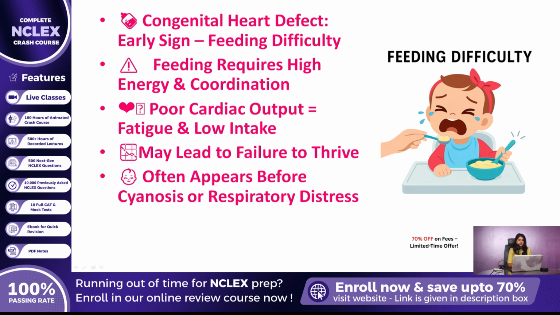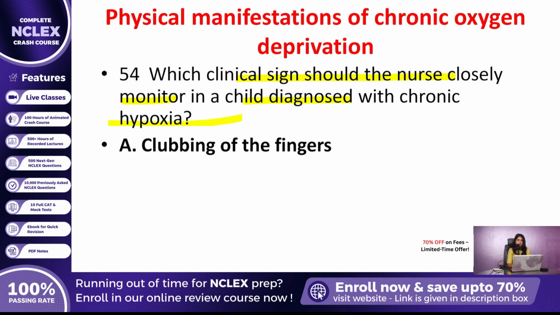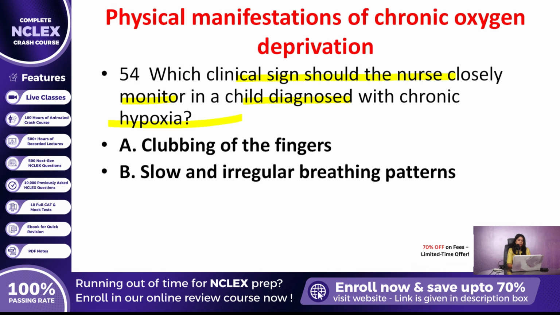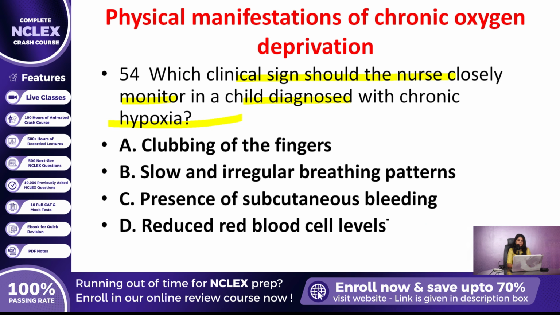Let us now proceed to question number 54, which highlights the physical manifestations of chronic oxygen deprivation in pediatric clients. The question reads, which clinical sign should the nurse closely monitor in a child diagnosed with chronic hypoxia? The options are A. Clubbing of the fingers, B. Slow and irregular breathing patterns, C. Presence of subcutaneous bleeding, D. Reduced red blood cell levels. The correct answer is option A.